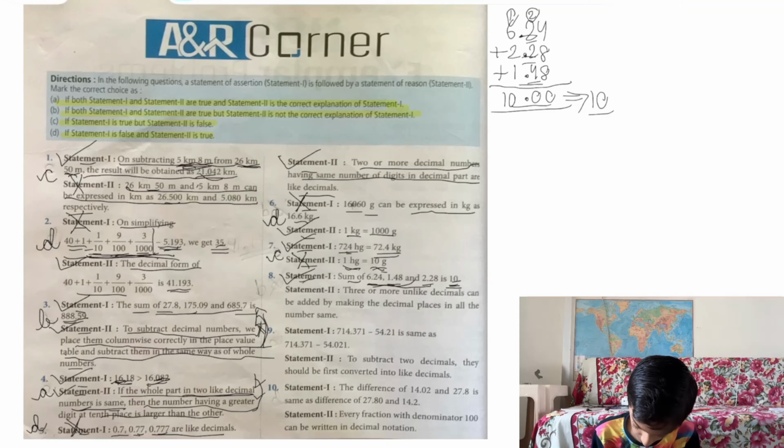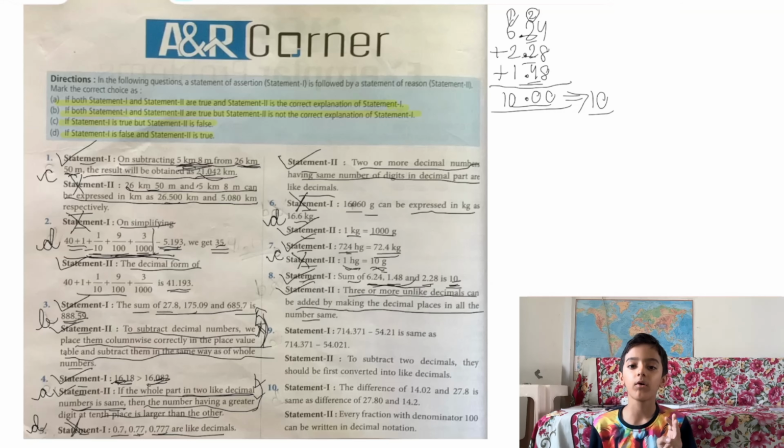Statement 2. Three or more unlike decimals can be added by making the decimal places in all the numbers same. This statement is also true because here they are saying that three or more unlike decimals can be converted into like decimals. Let's imagine there are three unlike decimals. To convert them into like decimals, we will add as many zeros to the end of the decimal as needed, because putting zeros at the end of the decimal does not matter. After converting into like decimals, we can add if we want and we can subtract if we want, and this statement is also saying this. So here statement 2 is correct.